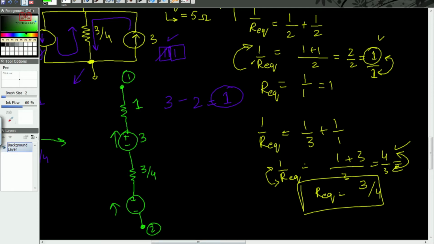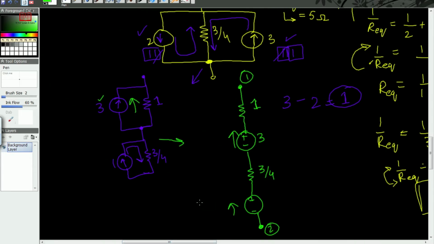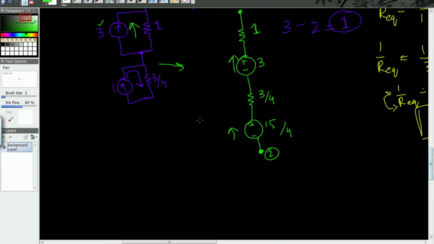What is the second voltage source? Again apply the same knowledge. Because I am short of time, I am just writing here, it would be 15 by 4. You can try by yourself. So this is the fifth step, I think, and the last and the final step.